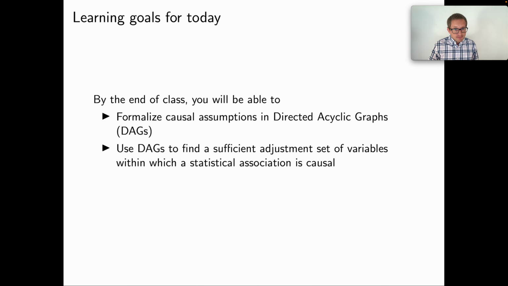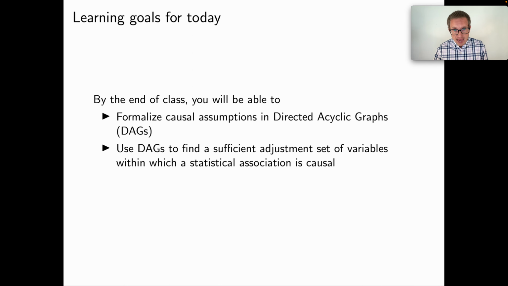So that's it for today. Our goals here were to formalize causal assumptions in directed acyclic graphs, and to use those DAGs to find a sufficient adjustment set of variables within which a statistical association is causal. DAGs are the backbone of empirical research in the search of causal effects from observational data, and they're an extremely useful tool. Of course, at the end of the day, your inference is only going to be as good as the assumptions in the DAG.